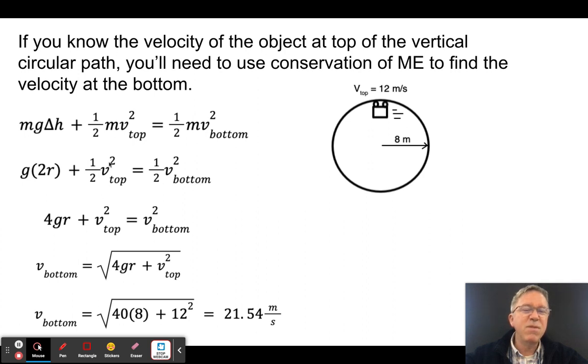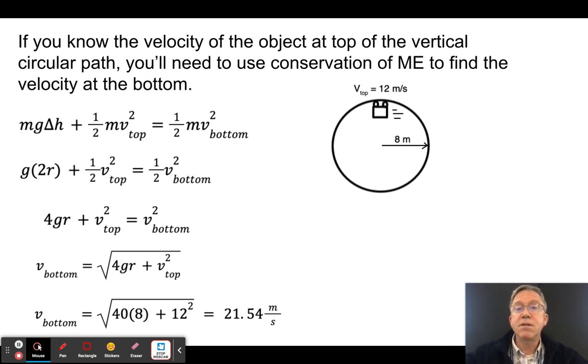Did I say v squared? I meant v squared. Okay, so that means I've got 4gr, because I'm going to multiply both sides by 2 to get rid of these halves. So that gives me 4gr plus v squared top equals v squared bottom. If I just take the square root of that, that gives me my expression for what the velocity is going to be at the bottom.